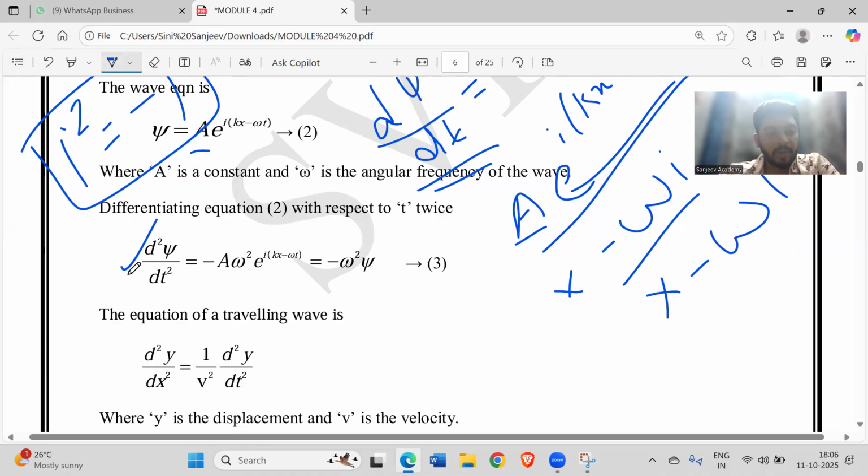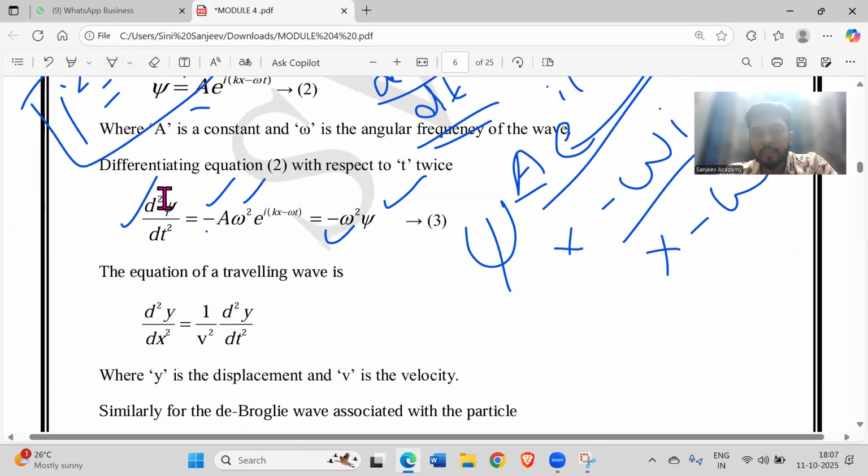Correct. Now what I'm going to do is take this minus omega square, this minus and this omega square, like this here. The rest of this thing is there, no? A e power whatever it is, that I'll put as psi. Just psi, the Trishul symbol, the psi. Then we got something called the equation of a traveling wave.